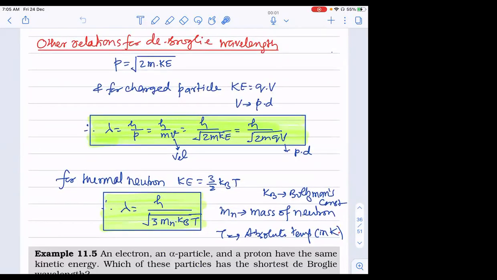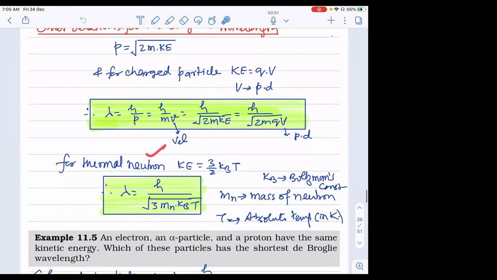And if we put the value of p in terms of KE, we can write momentum is equal to under root of 2m KE. In case of a charged particle, KE will be q into V, where V is the potential difference. In case of a thermal neutron, KE will be 3 by 2 kBT, where kB is the Boltzmann constant and T is the absolute temperature. So kinetic energy will be put here, 2 will get cancelled.